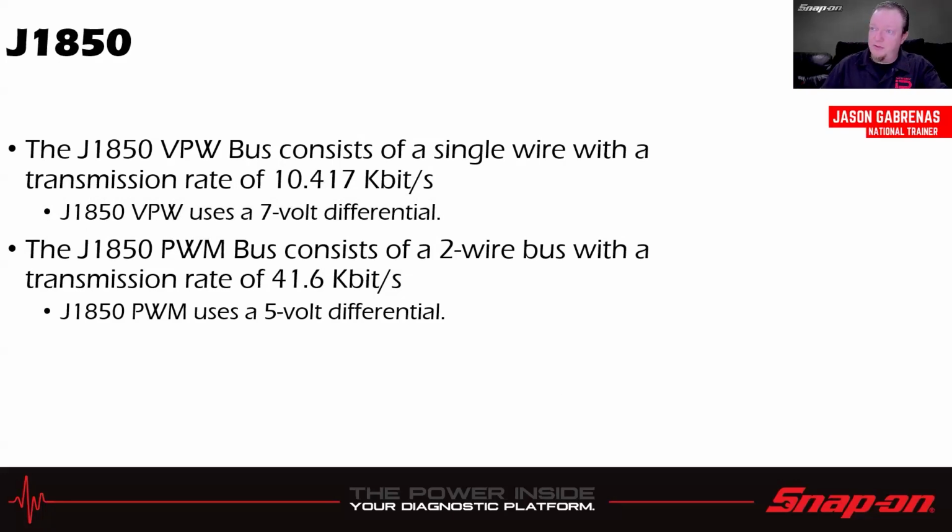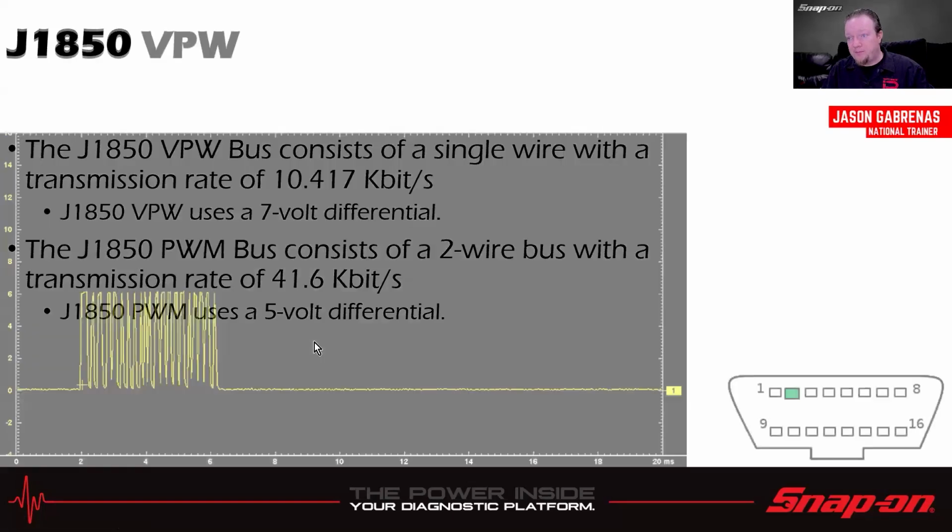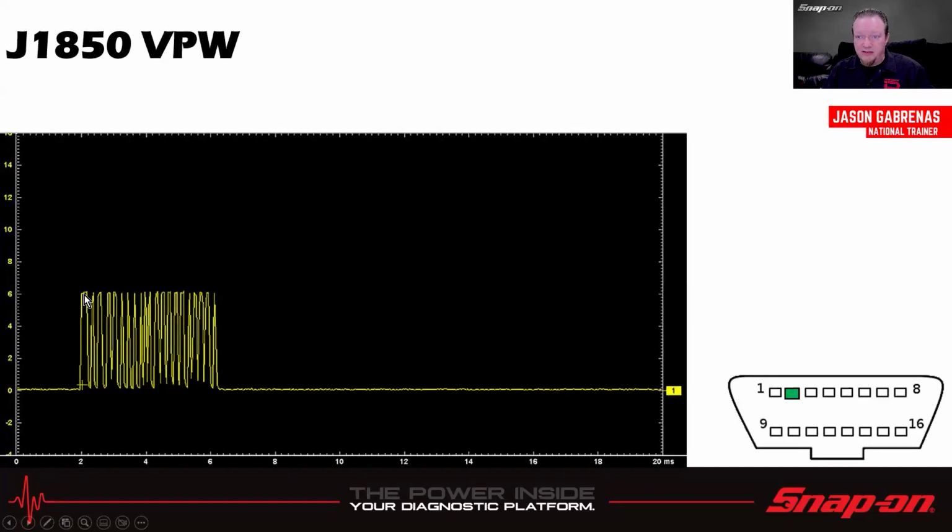J1850 variable pulse width consists of a single wire with a transmission rate of roughly 10 kilobits per second. It uses a 7-volt differential. So if I was going to look at this on my scope, I would see 7 volts from point to point. J1850 pulse width modulated bus consists of a 2-wire bus with a much faster data rate of 41.6 kilobits per second, and it uses a 5-volt differential. So we see here about 7 volts right there at the top of the square wave. So that's your J1850 variable pulse width.